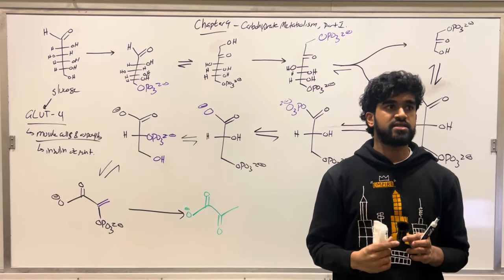So type 1 diabetics can have levels in the 700s, 800s, 900s. Whereas if a type 2 diabetic, what?